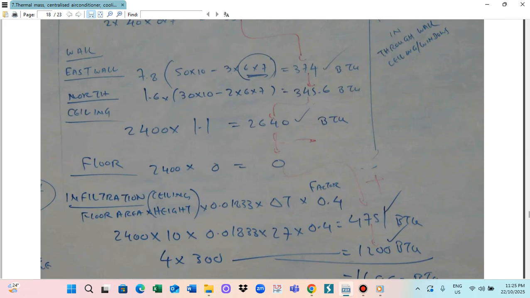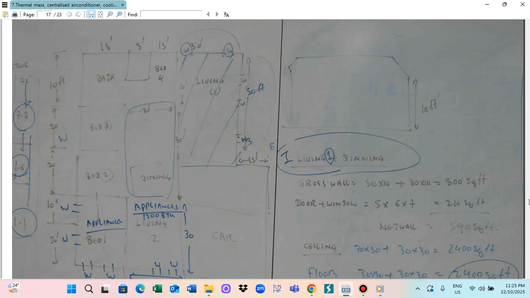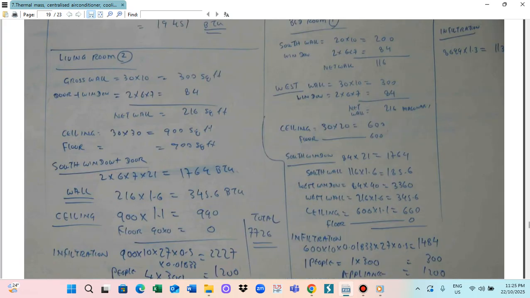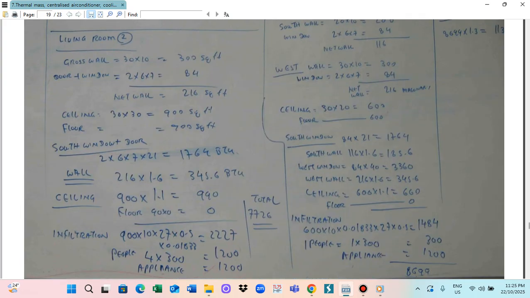Then we can calculate for the ceiling. The ceiling area is 30 multiplied by 20, so that will be 600 square feet. The floor is also 600. So that we can calculate for the heat.